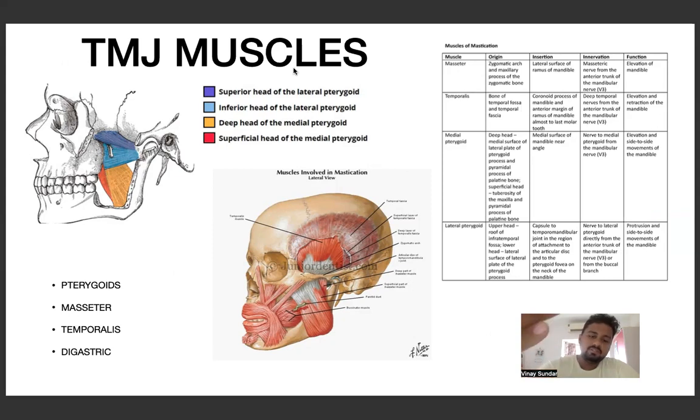Origin is where the muscle starts. Insertion is where the muscle ends. Innervation is the nerve supply, and the function is what is its role. Okay, so first, this is the masseter muscle.